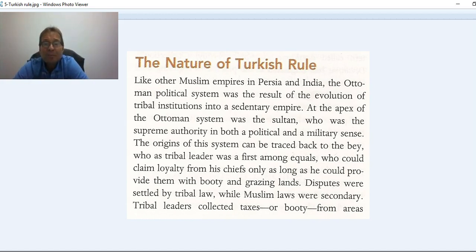How did they rule? The Sultan is the supreme authority, and that's traced back to the Bey, who was the tribal leader, the first among equals of the Turks. And they had tax systems as long as the overall living status of the tribe was good. His authority is not questioned.